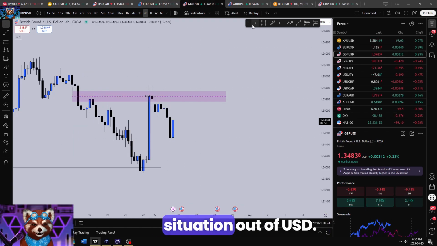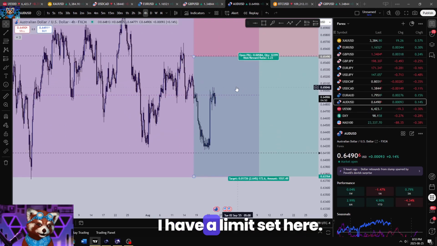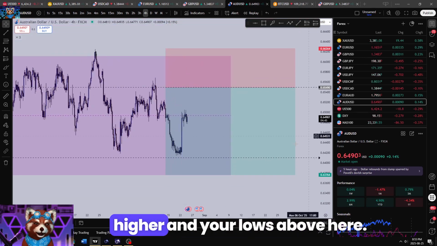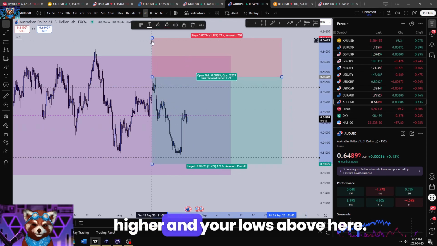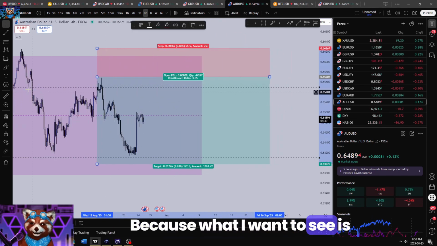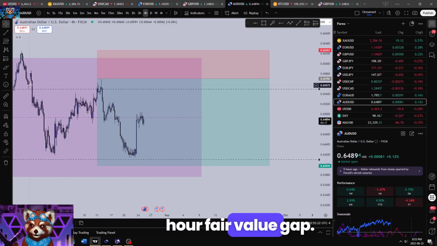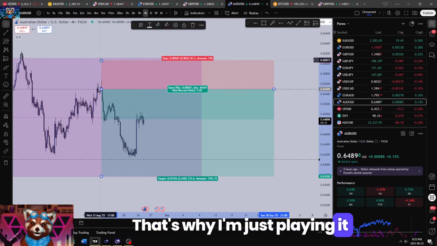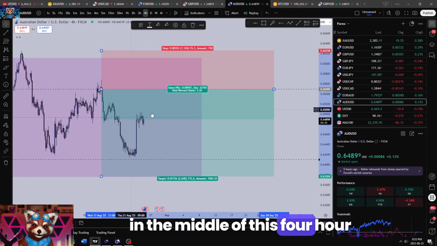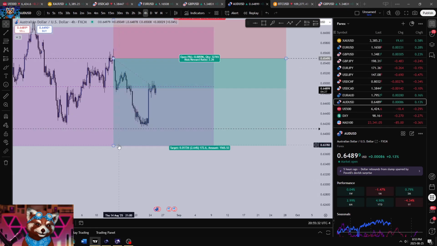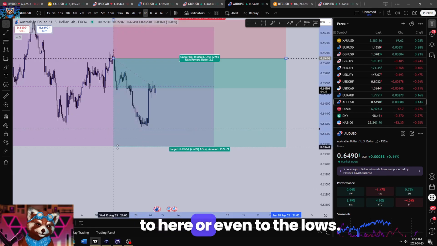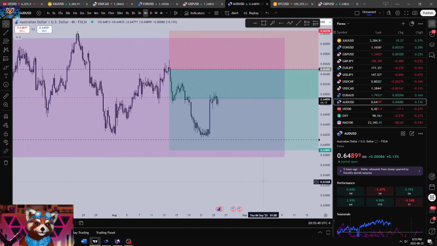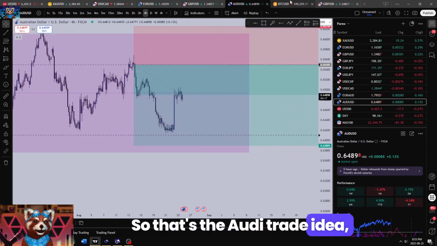Same with GU, similar situation. Out of USD, I have a limit set here. You could also place it a bit higher, and your lows above here, because what I want to see is a tap into this 4-hour fair value gap. It could sweep, it could not sweep. That's why I'm just playing it here, because I want to see a tap in the middle of this 4-hour fair value gap and trade to here, or even to the lows, preferably a 1 to 2, because like I said, we are trading in the box, still in the box. So that's the Aussie trade idea.